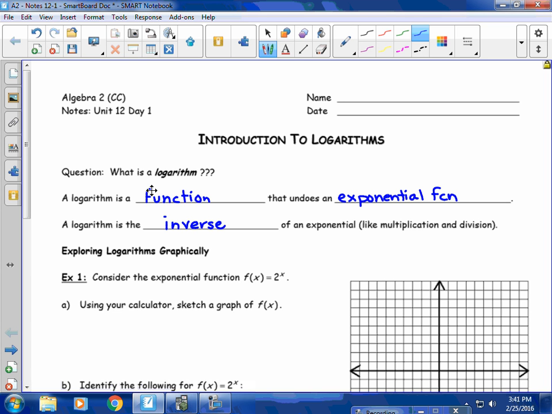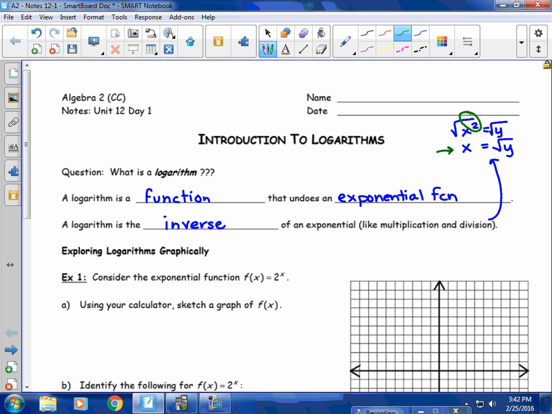Just like multiplication and division are kind of inverse operations. Another thing to think about is when you have something like x squared equals y. When you're squaring a number x, what undoes a square? Square root. So you would take the square root of both sides, and you get that x is equal to the square root of y. And that's something that everyone's very used to.